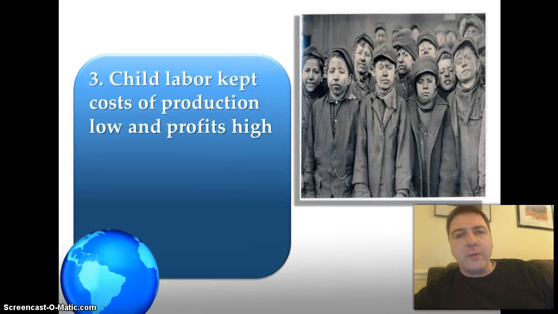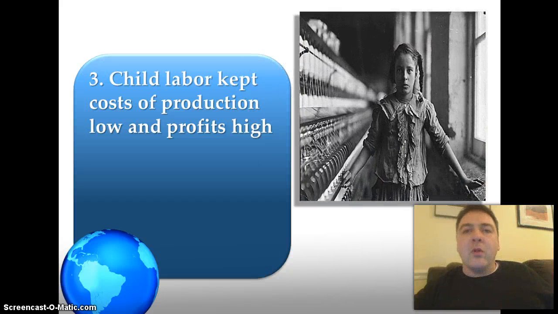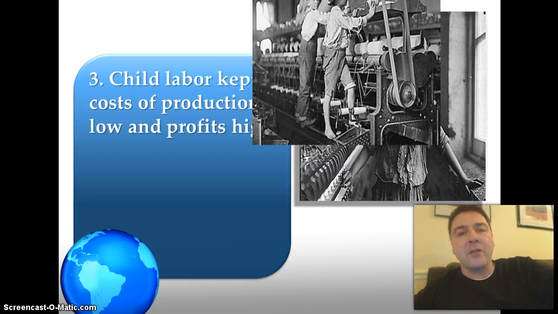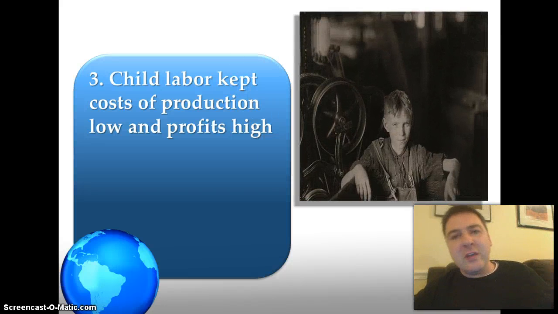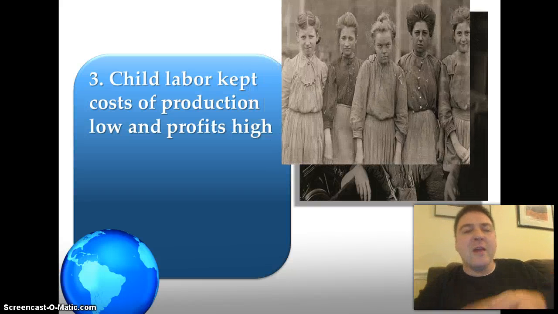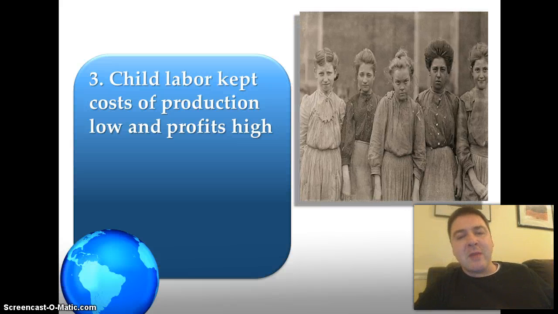Our third piece of information, which we alluded to just before, is that child labor was a major part of the factory system. Children such as these were employed because they kept profits high by reducing the cost of production. Kids typically are going to work for less money than adults. They also were willing to do the jobs they were ordered to do with less questioning, less talk back to the boss than maybe an adult.